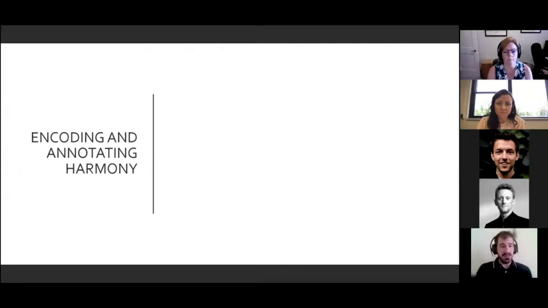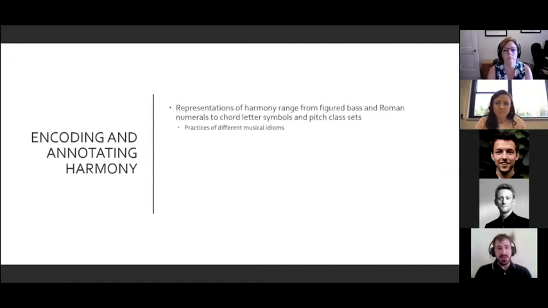So to begin with, representing harmony in a symbolic manner has been realized in multiple ways, depending on the musical era or idiom. These representations range from figured bass during the Baroque period and the Roman numerals to chord letter symbols found in jazz or pop lead sheets, and the pitch sets used for non-tonal music analysis, each being appropriate for the needs of its respective idiom, be it performative use or analytical.